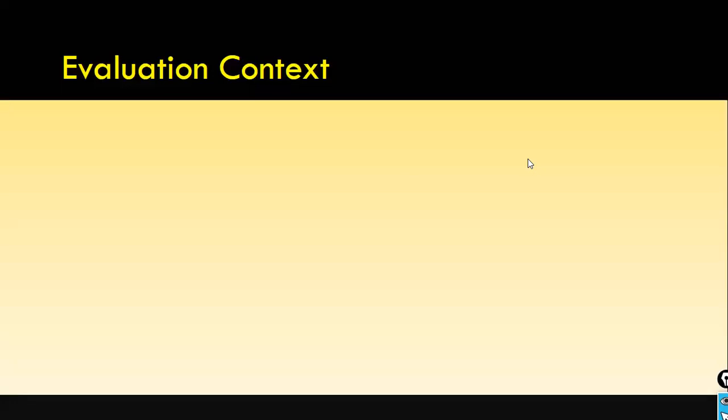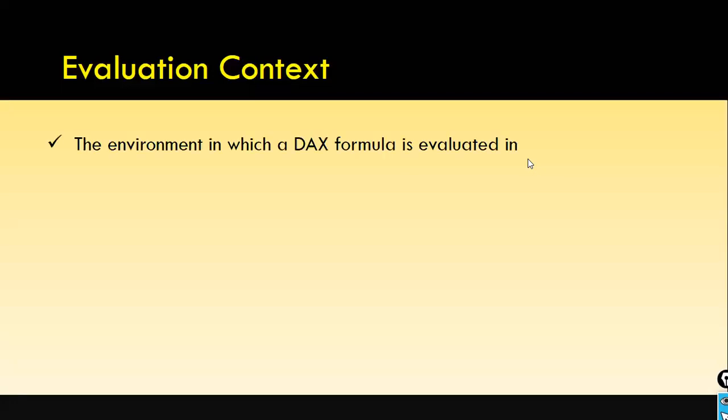What is evaluation context? Evaluation context is nothing but the environment in which a DAX formula is evaluated. When we write a DAX function or formula, it gets evaluated within that environment. In simple terms, the evaluation context applies before the DAX formula evaluates. To make it a bit clearer, the result returned by the DAX function can be different depending on the context, even if the DAX formula used is the same.